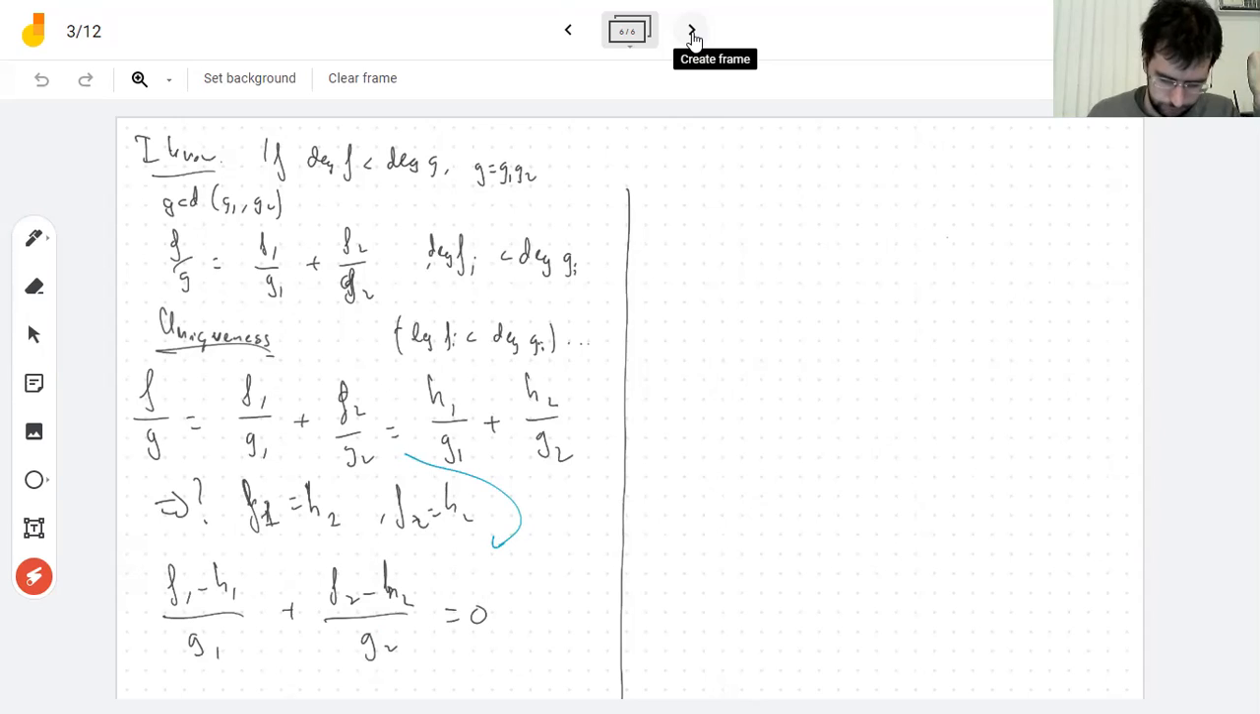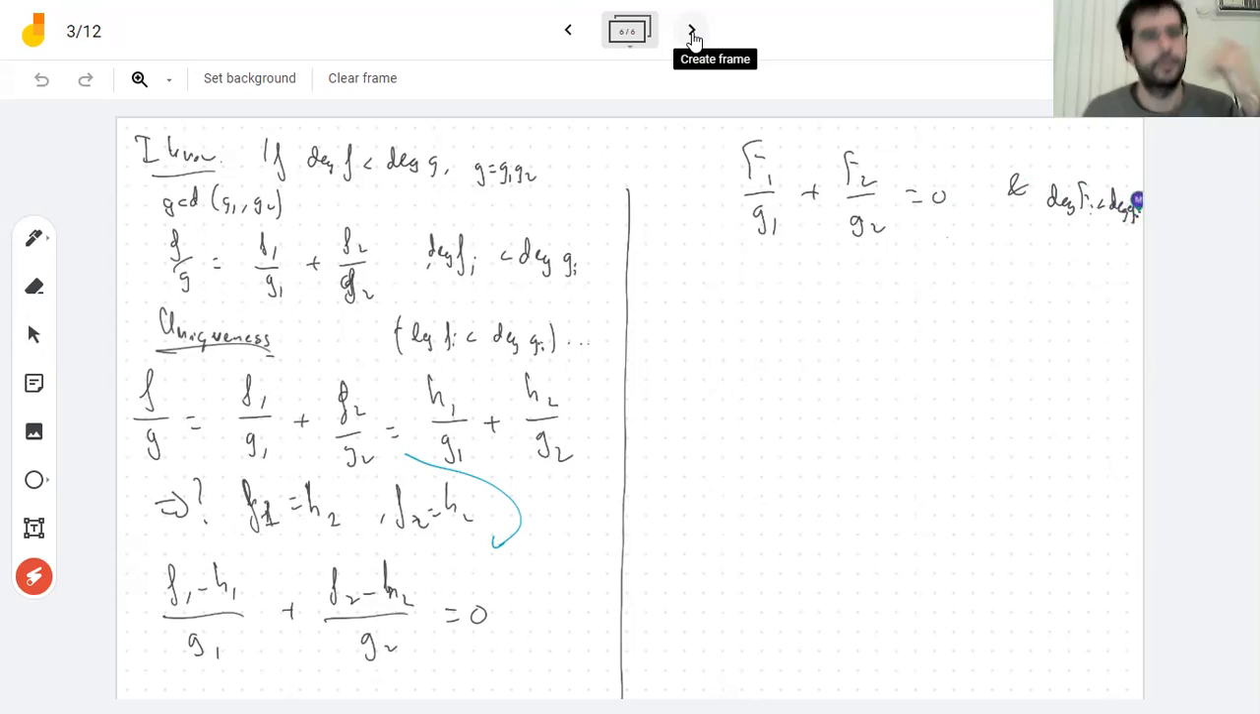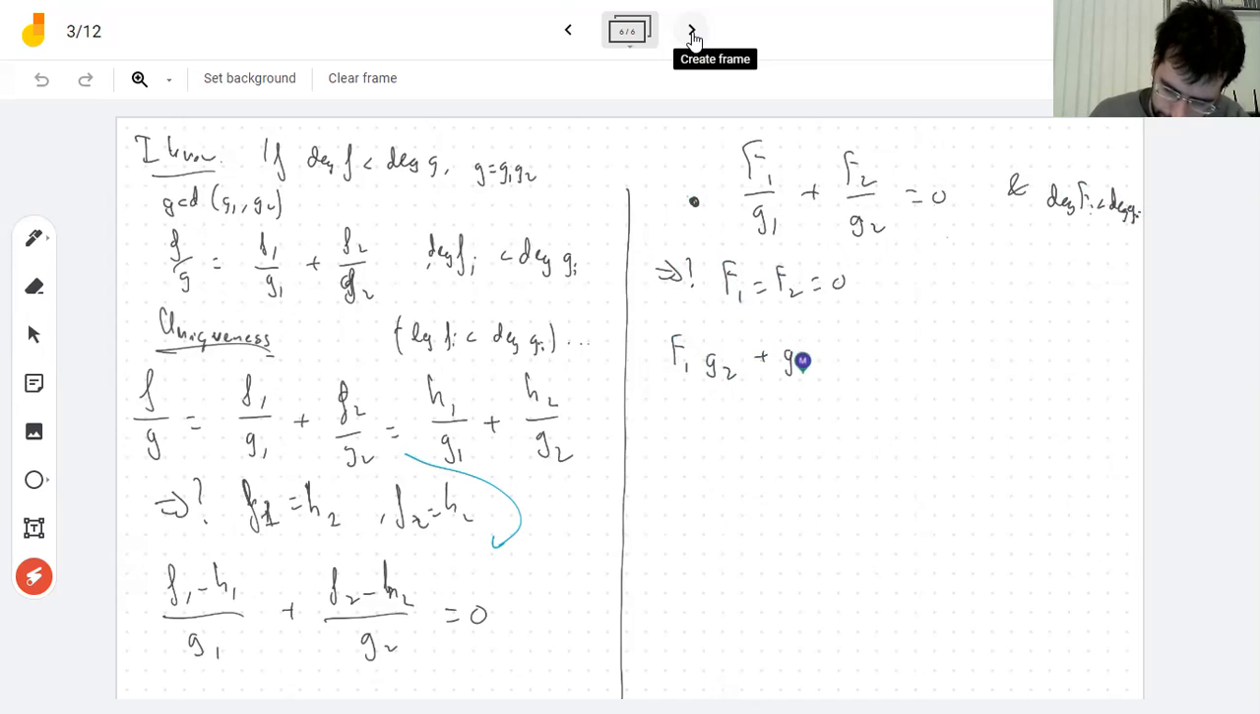So let's say capital F1 divided by g1 plus capital F2 divided by g2 is zero, and the degree of each of the numerators is still not bigger than the degree of the denominator. You add things of degree two, you don't get higher degree, right? So the question now is, does this mean that F1 and F2 are both zero? And the answer is yes. This means that F1 G2 plus G1 F2 is zero, clearing denominators.